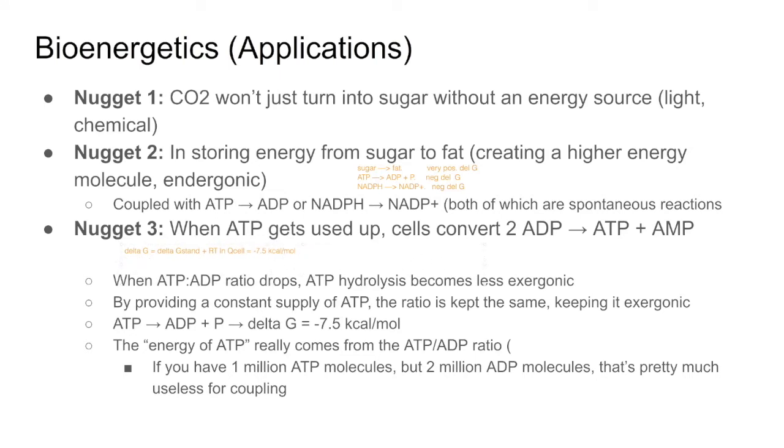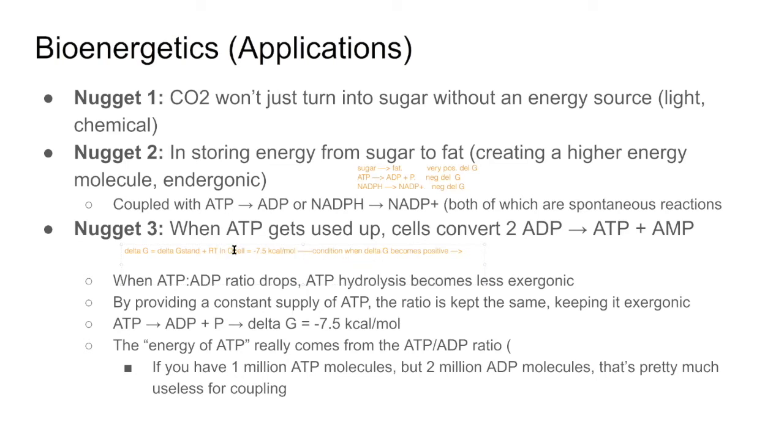Now, it's negative, and that means it releases energy, which is good because we want ATP to power things that can't be powered by themselves. But we want to think of a condition when this delta G becomes positive. So in what scenario would this delta G, which is negative 7.5, become positive instead of negative?